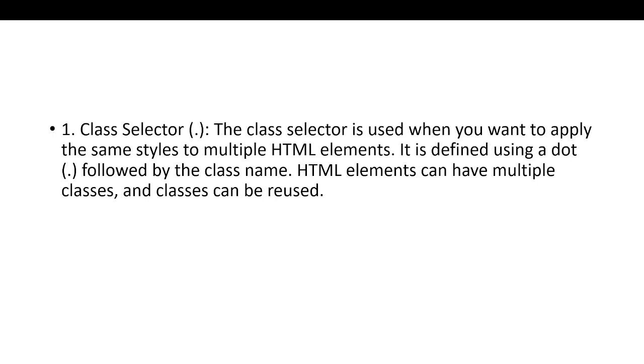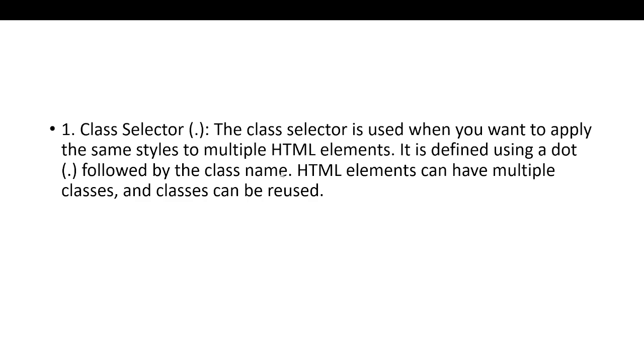Today we are going to talk about the class selector and ID selector. As we know, in CSS we have two types of selectors: one is the class selector, and the other is the ID selector. If you want to apply the same styles to multiple HTML elements, the class selector is your favorite choice. A class selector is defined using a dot followed by the class name.